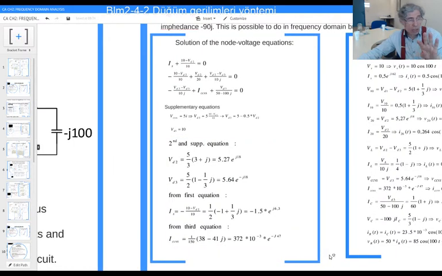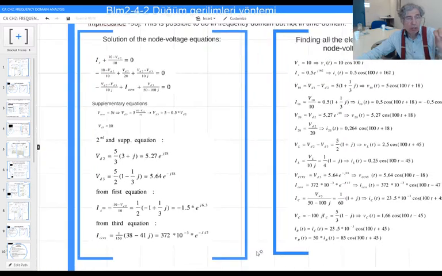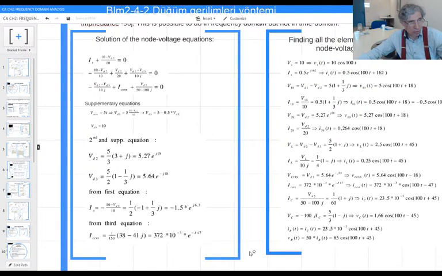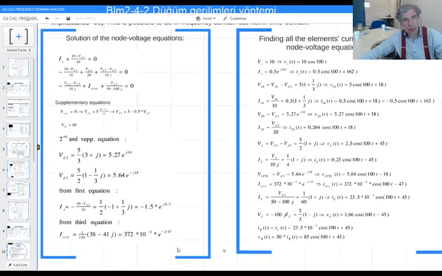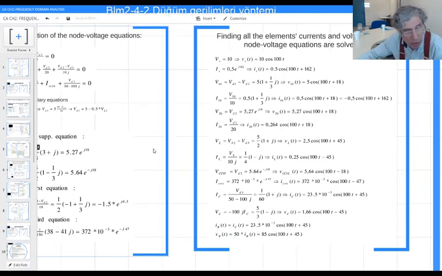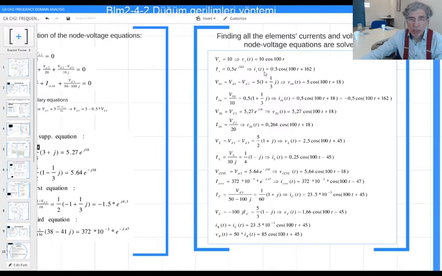So that is not the end of the analysis, because these are artificial variables. Our aim is to find out all the elements' currents and voltages. From this, since we know the node voltages, we can calculate all the elements' voltages, and then use the definition relation to find all the elements' currents. So these are all done here. Just explain one of them.